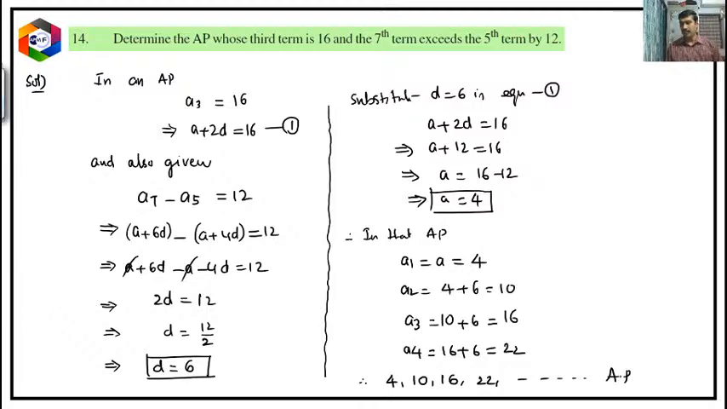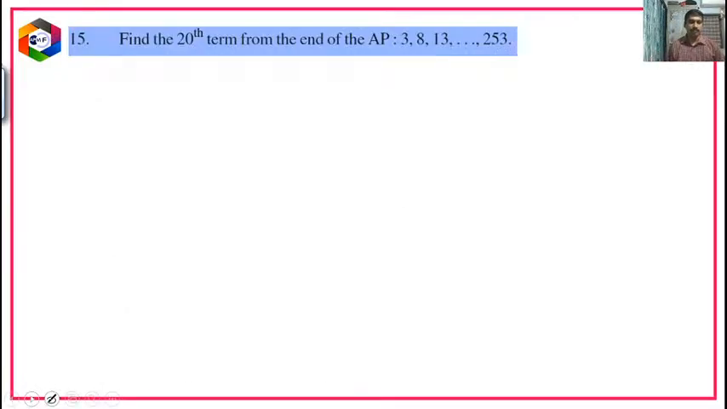Okay children? Yes, very good. Yes, well done. So many children have given the answer. Well done, very good. Keep it up and we will move to the next one.